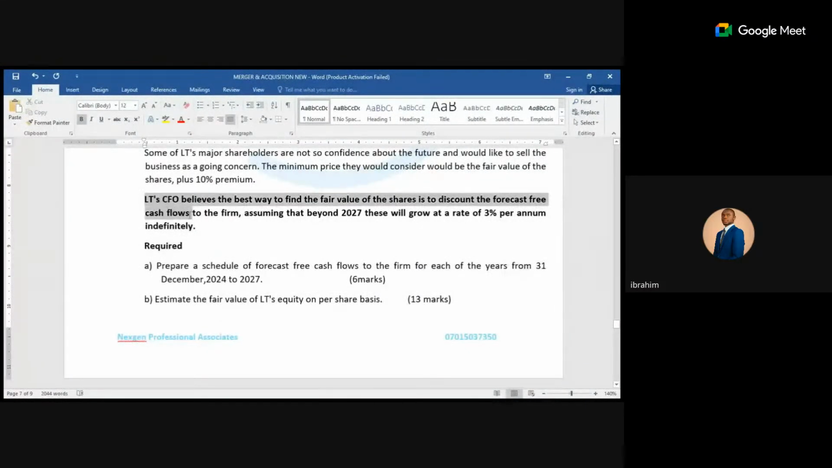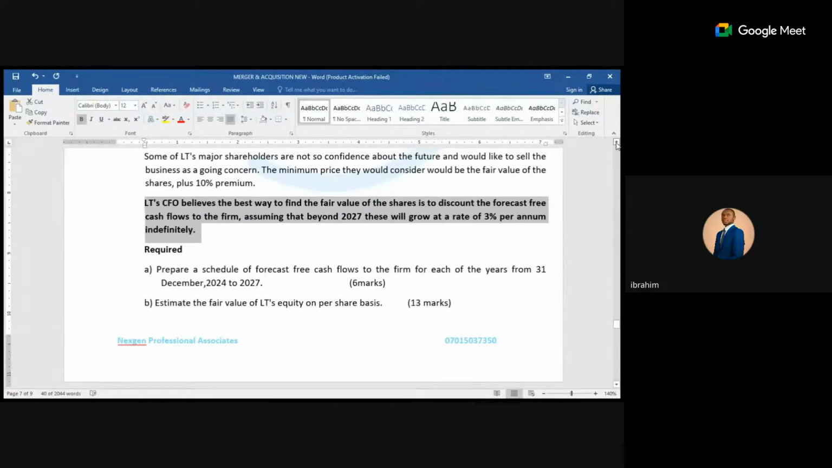You should not forget that the CFO believes the best way to find the fair value of the shares is to discount the forecast free cash flow to the firm. Class, when you want to discount free cash flow to the firm, what are you going to use to discount it? WACC. Thank you. Now, that is the belief of the CFO. That makes sense.